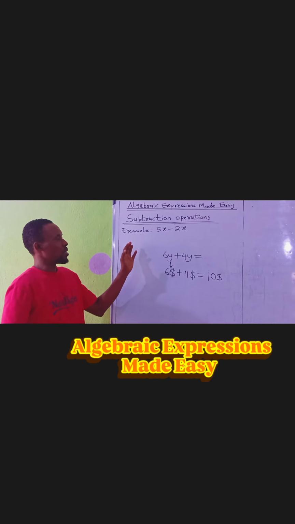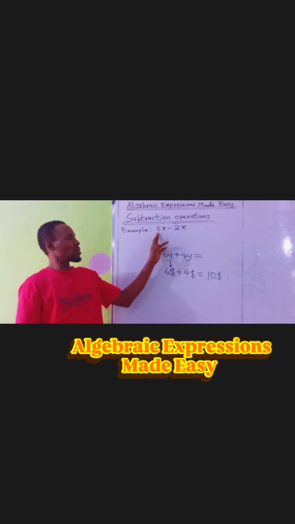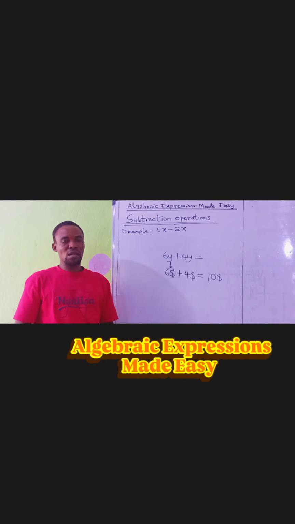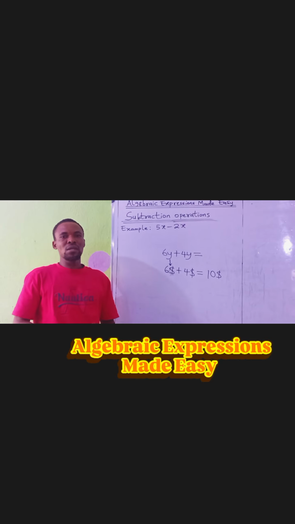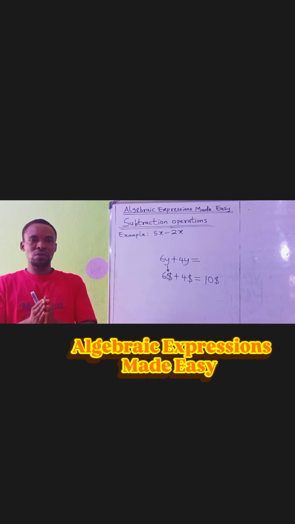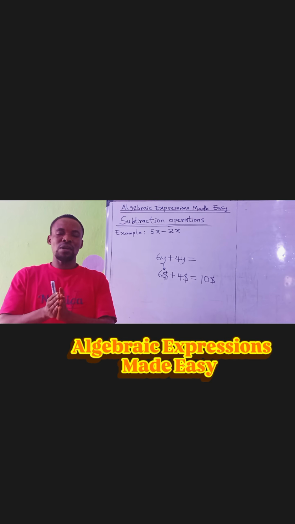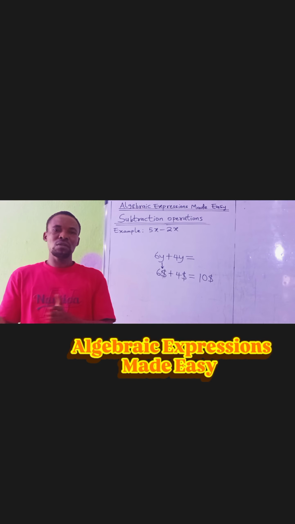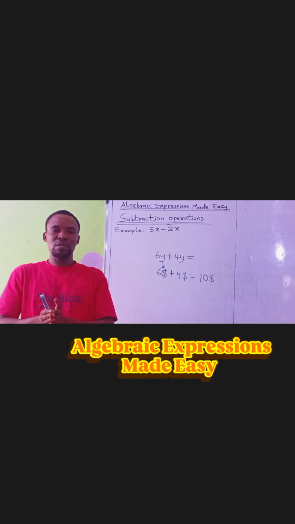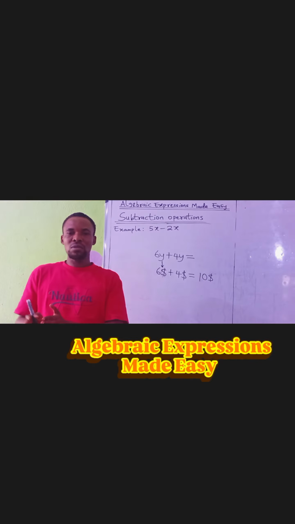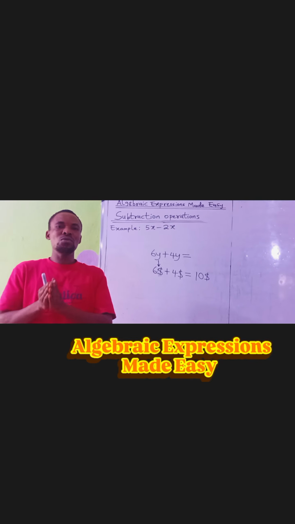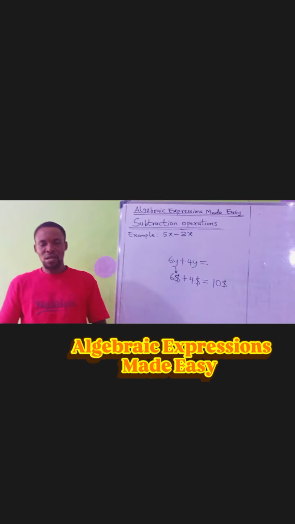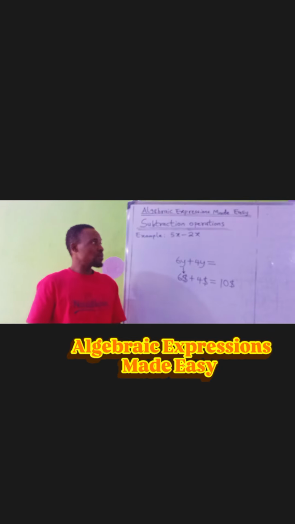Now, we have an example here on the board. We have 5x minus 2x, right? How do we go about that? Another thing you need to remember is that algebraic expressions work with the same rules as basic arithmetic. Remember I told you last time, all the rules you know about basic arithmetic, all of them apply to what? Algebraic expressions, in simplifying them, right?